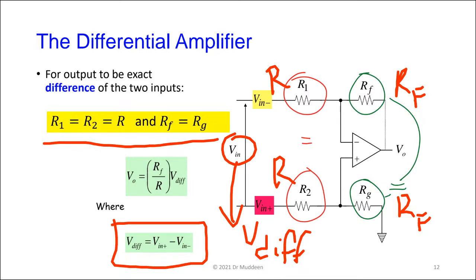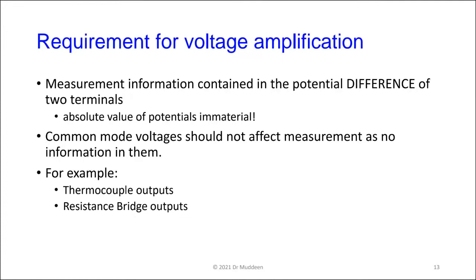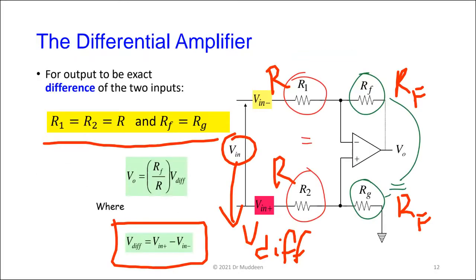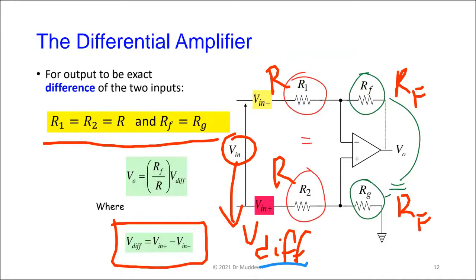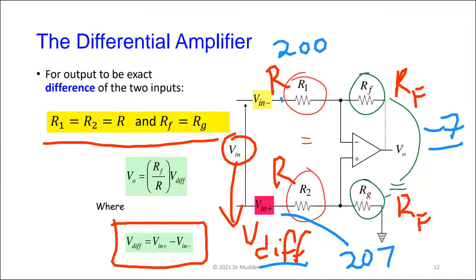Again, most of this should be revision because I did derive this in 1011 last year. So what we require now is that the measurement, the information that we want, is in this Vdiff here. This is the crux of the matter for us. Vdiff. The absolute value of the potentials is immaterial. So just to be ridiculous, if this is 200 volts here and this is 207 volts, I don't care about 200 and 207. What I want is the fact that the difference between the two of them is minus 7 volts. That is what I want out of that.